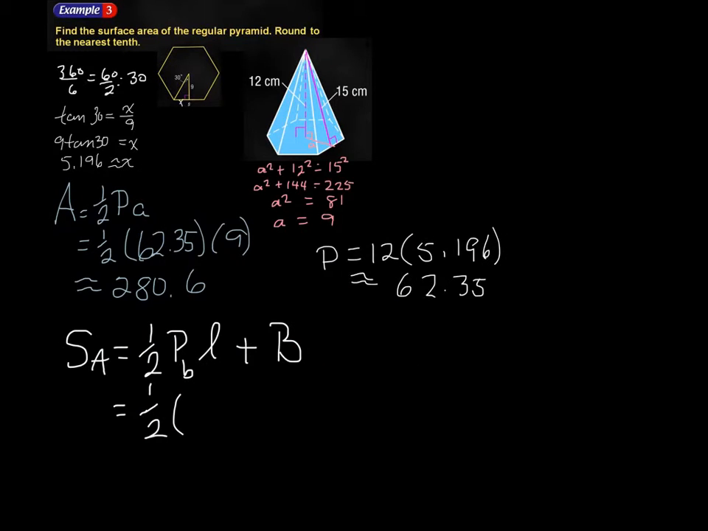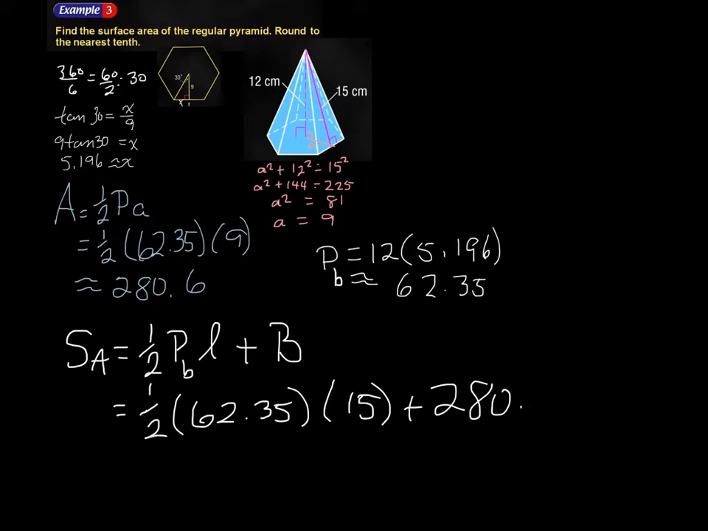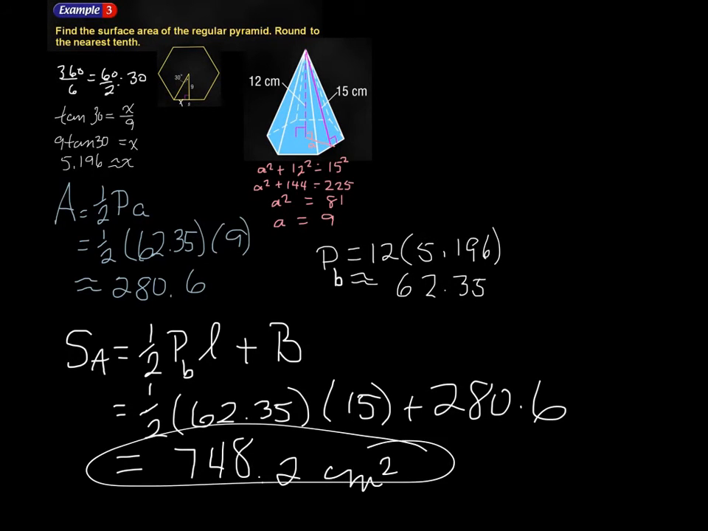So now I'm finally ready to plug into my whole surface area formula. I know the area of my base. I know the perimeter of my base. I am good. So the perimeter of the base we found was 62.35. The slant height they were nice and gave us was 15. The area of the base that we found was 280.6. And when we put it in the calculator, now I agree with the book, 748.2 square centimeters if we're rounding to the nearest tenth.